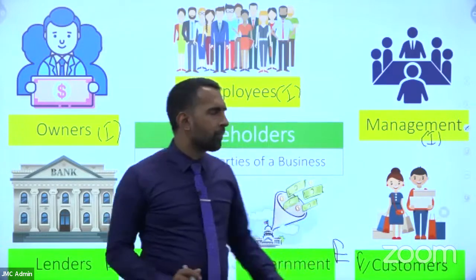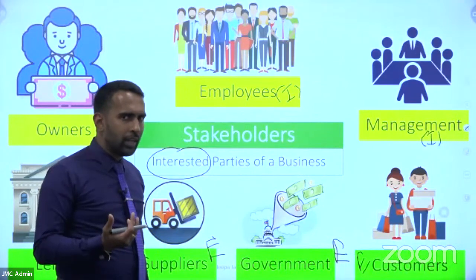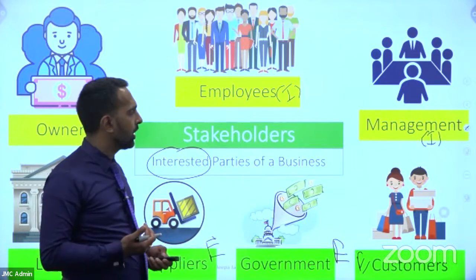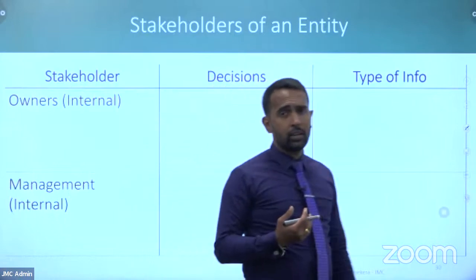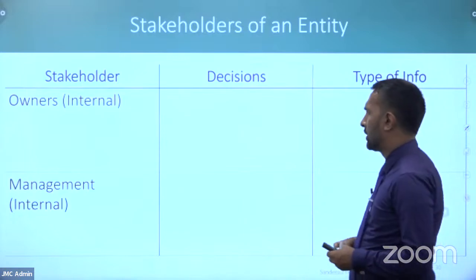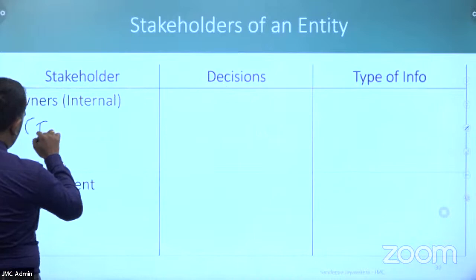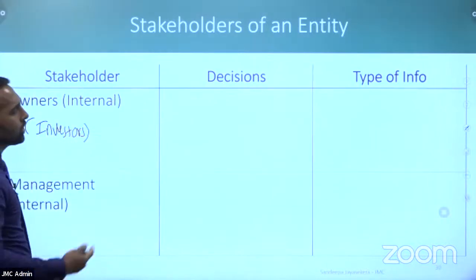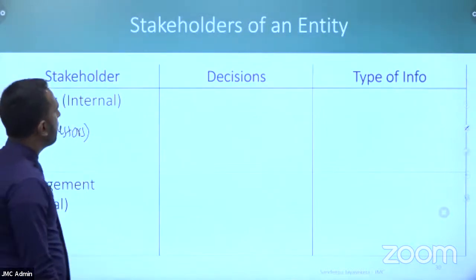Now we'll see, for each of these stakeholders, what type of information they need and what type of decisions they take. Okay, right? You'll have to fill in this table. We'll take one by one, starting with owners. Owners, or in other words, the investors, right? So what decisions do they typically take? You'll have to write while I'm doing this one.